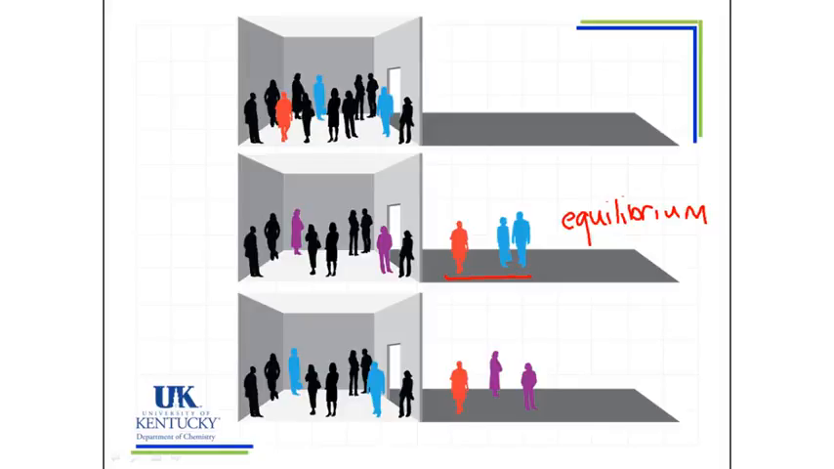Now, as time goes on, we have different people outside the room. Here, our blue people have come back into the room and the purple people have left. We are still at equilibrium because what we're seeing is that the number of people outside the room is still 3 and the rest of the people are inside the room, and so our ratio remains the same.